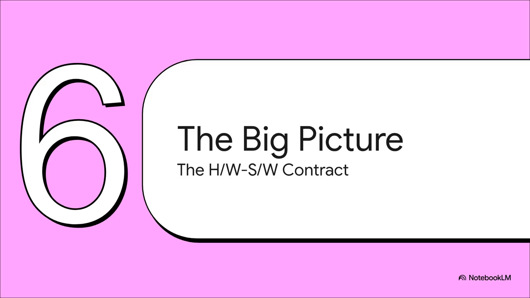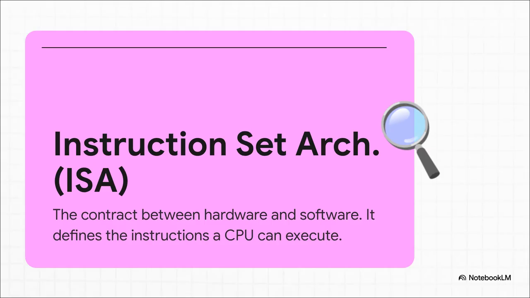So we've seen the whole journey now, from top to bottom and back again. But what is it that allows this incredibly complex dance to work? Not just on your computer, but on trillions of devices, built by thousands of different companies all over the planet. The answer is one of the most important ideas in all of computing: the Instruction Set Architecture, or ISA.